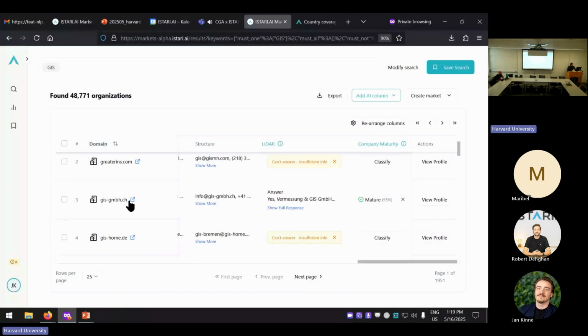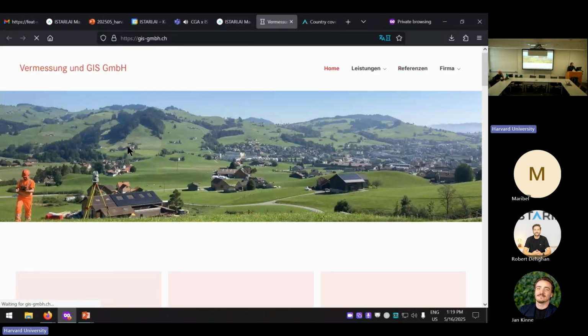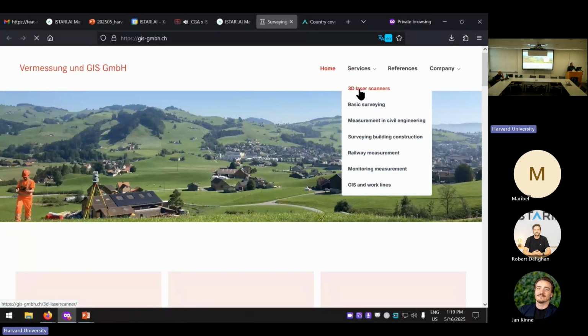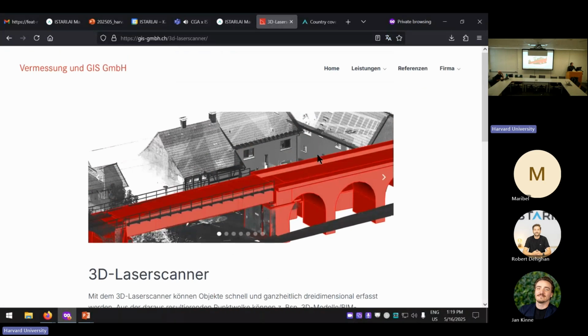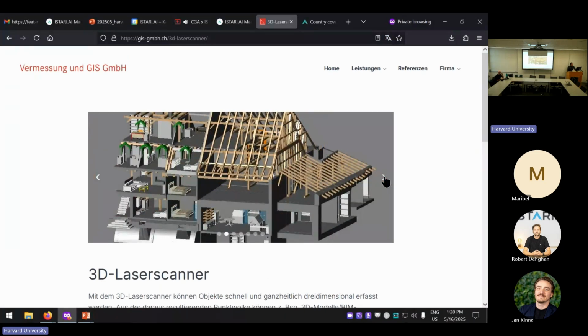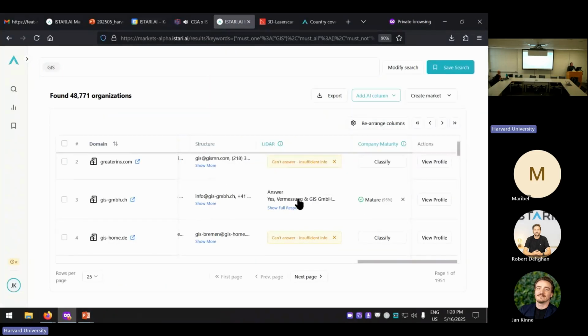And we can also briefly have a look at their website. It's in German, so we can just translate that for a second if it works. Yeah. So you can see they're offering 3D laser scanning. This is basically what they offer, right? It seems like they are doing outdoor scanning, and this is something we also have in this answer now.